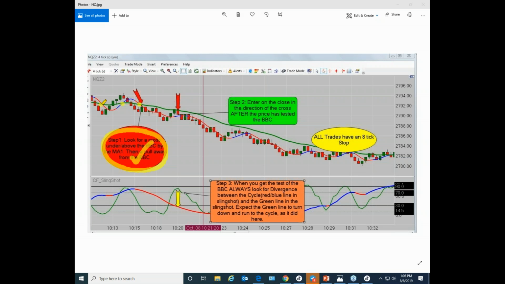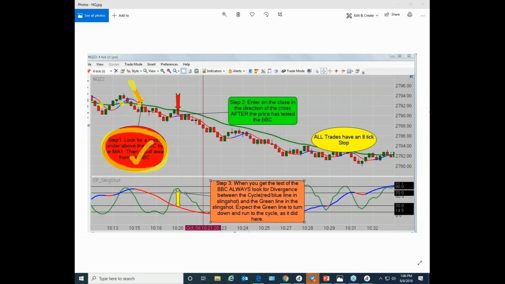So if the MA1 is crossing the BBC, as highlighted here, and the MA1 is red, you should be looking for selling opportunities. If the MA1 is blue and crossing the BBC, you're looking for bullish opportunities. The one that's highlighted here is a bearish cross. So now your mind is thinking, sell. I'm looking for a selling opportunity.